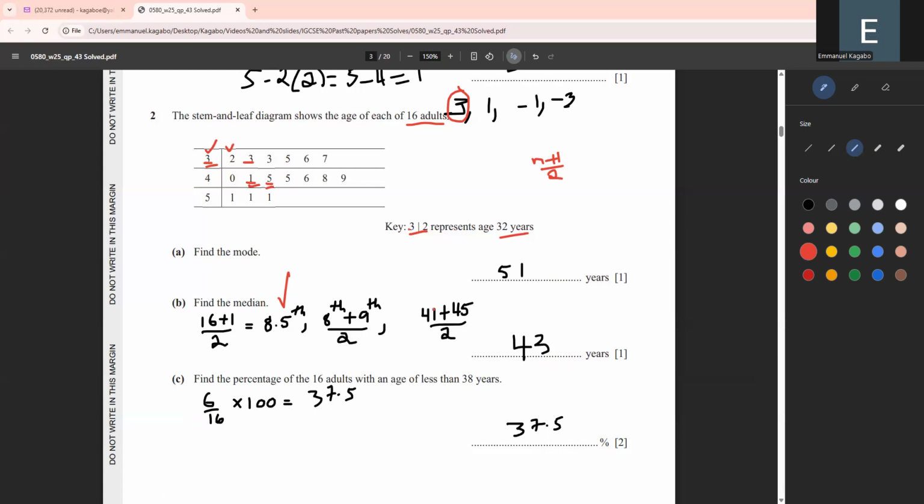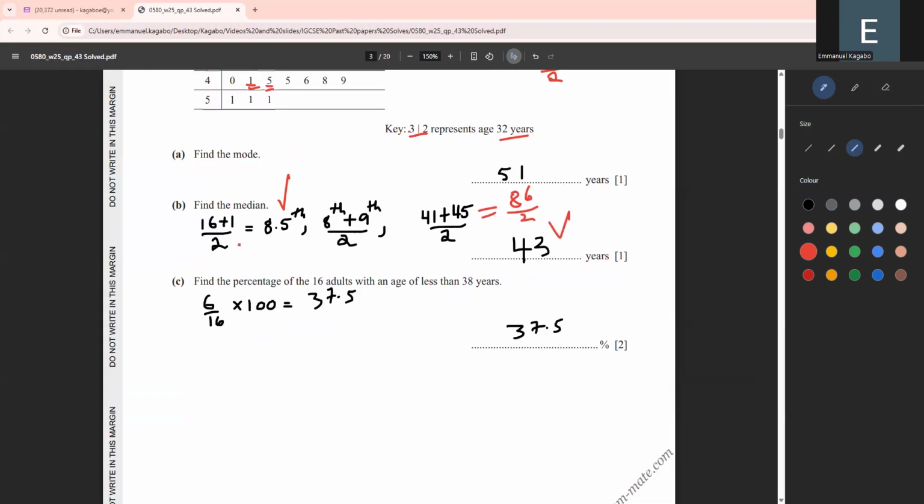That's why here you see I did 41 plus 45 divided by 2. So when you add them, what do you get? You get 86. 86 divided by 2 gives me 43. So that's your median. And whenever your n is even, all the time you add the two middle numbers and you divide them by 2. Okay, very good. Question C, find the percentage of the 16 adults with an average of less than 38 years.